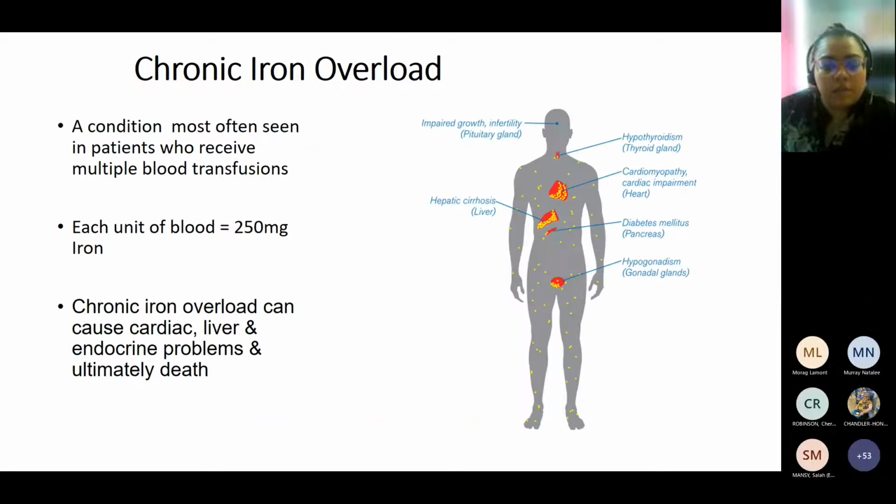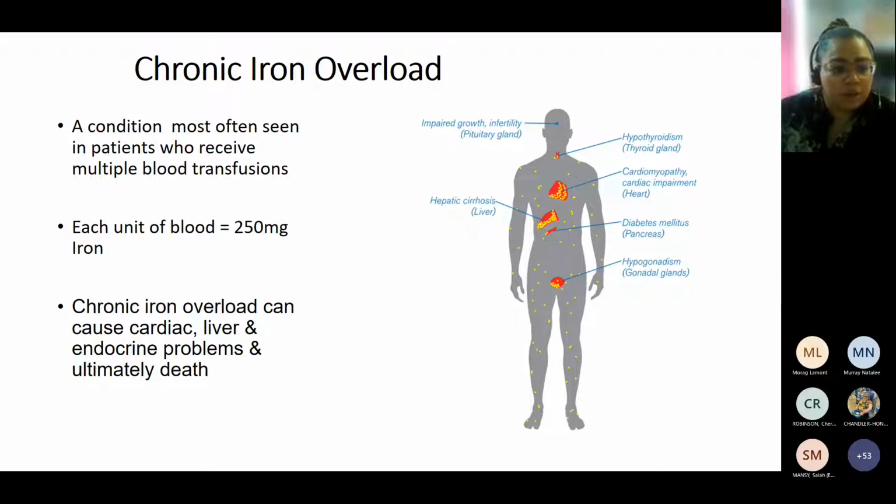Iron overload is something that happens with top-up transfusions mainly, and it's considered chronic, so a condition you most often see in patients who receive multiple blood transfusions, and this is because each unit of blood contains about 250 milligrams of iron. Iron is something that we can't remove from red cells, so they will have to receive it, and then we have to manage that by giving chelation to remove this.